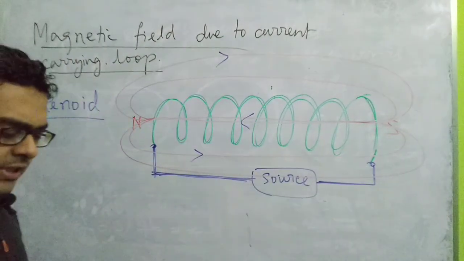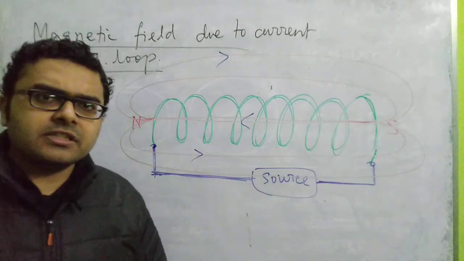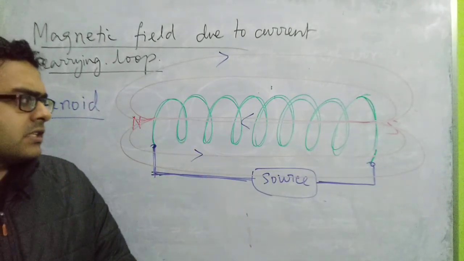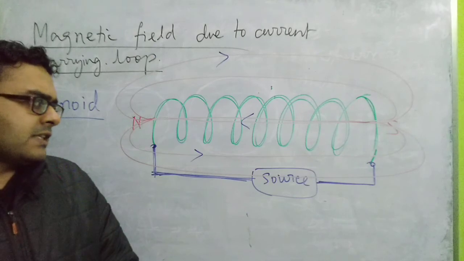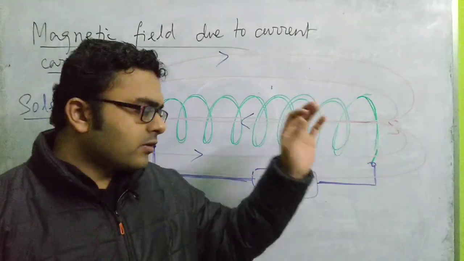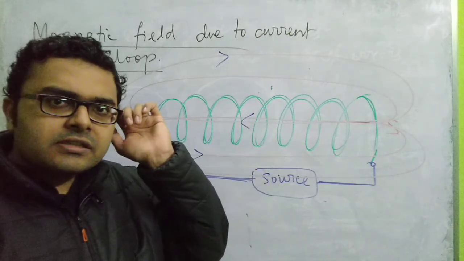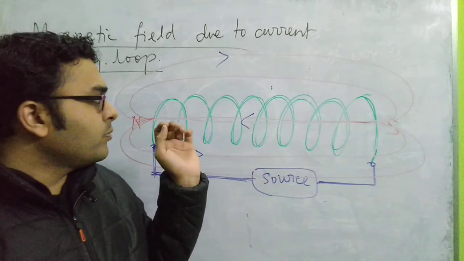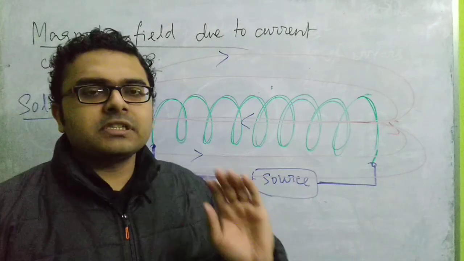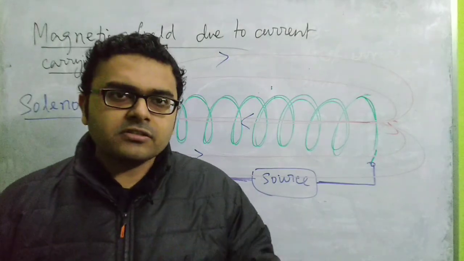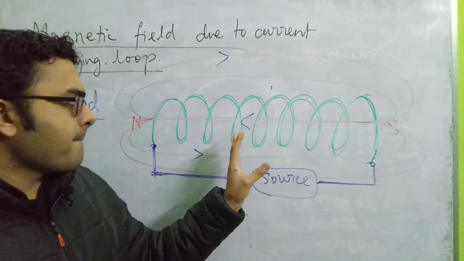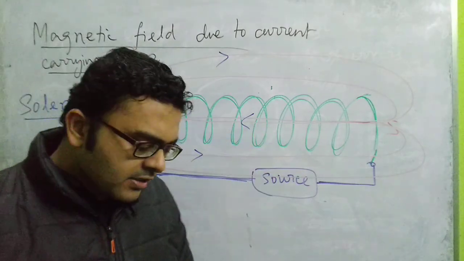A solenoid is nothing but a helical spring-like structure in which current is flowing through and it is generating a magnetic field. Sometimes this solenoid may also contain a core inside this hollow spring structure, and that core may be made up of, say, soft iron. It helps in increasing the strength of the magnet that is being created by the solenoid. So this is a solenoid.